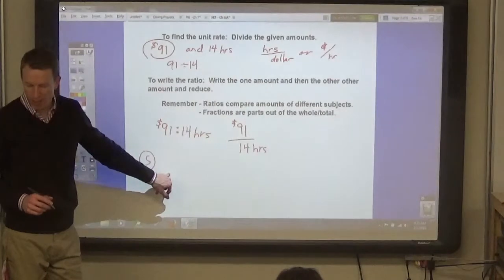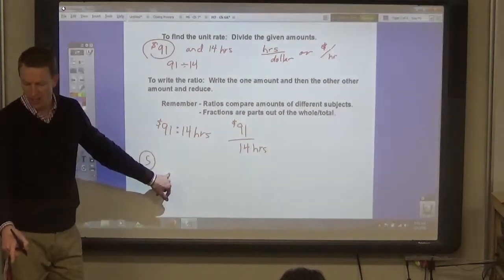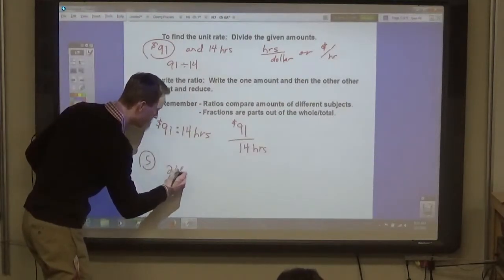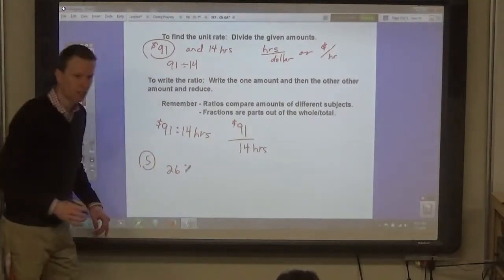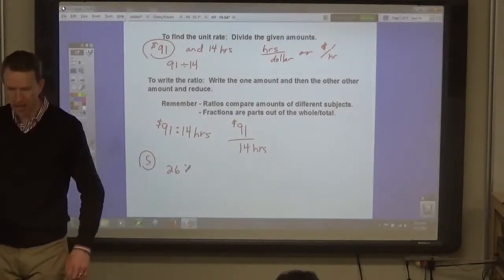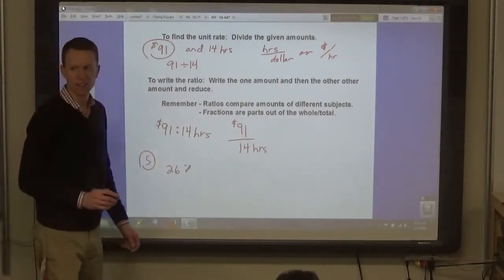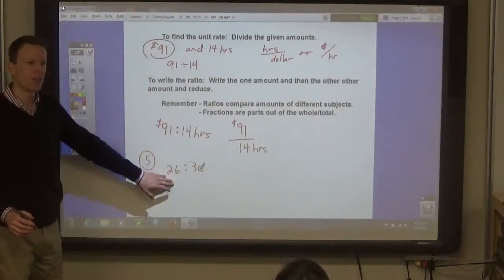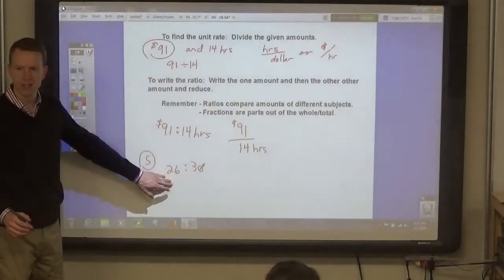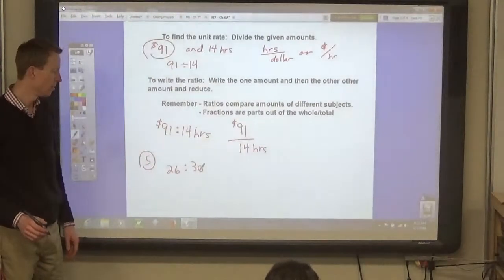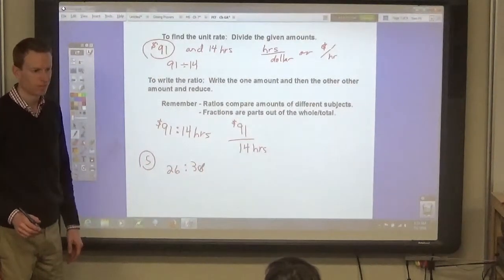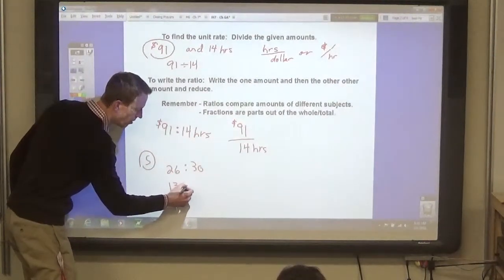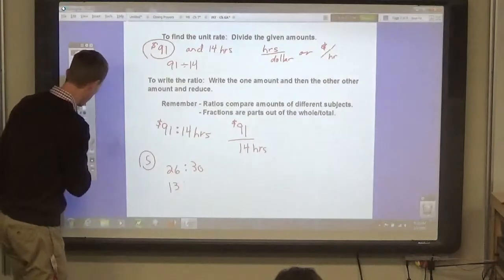How many 7th grade boys are there on this chart? 26 to, and how many 8th grade boys are there listed? 30. To 30. Right. Is that all you have to do for labeling? Then reduce it. How can you reduce this? Divide both by 2. So that's 13 to 15. Okay.